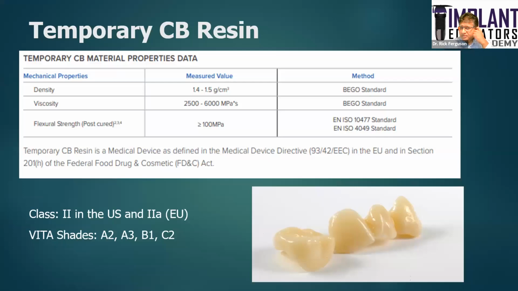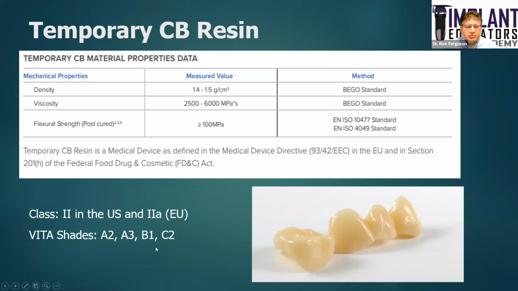Anyway, so this is the temporary crown and bridge resin from Formlabs. And this is the resin we're using for a lot of our cases right now, because we have been using the Formlabs printer. As I said, this is made by BIGO. It's class 2 certified and class 2A in the EU. Comes in a variety of Vita shades.